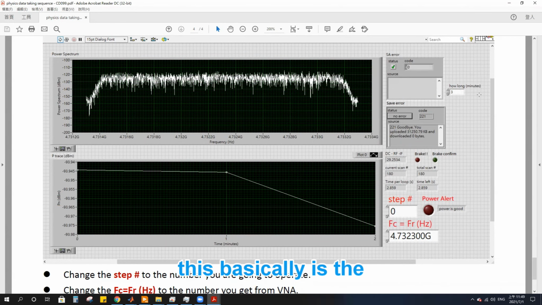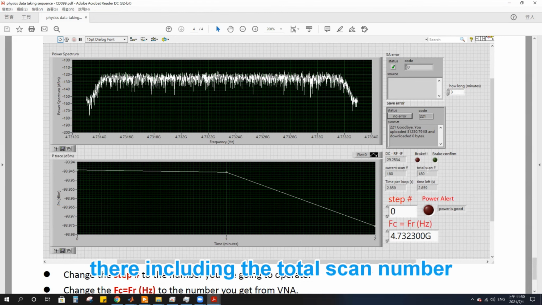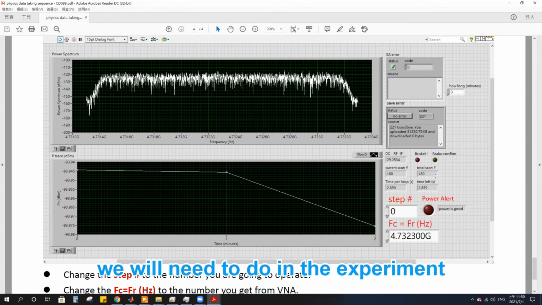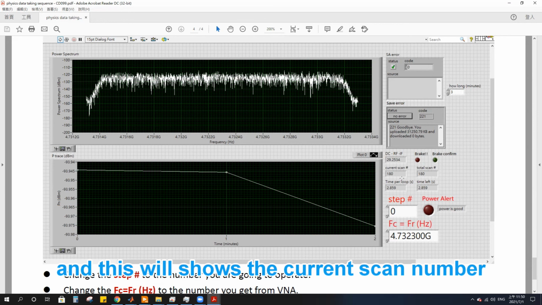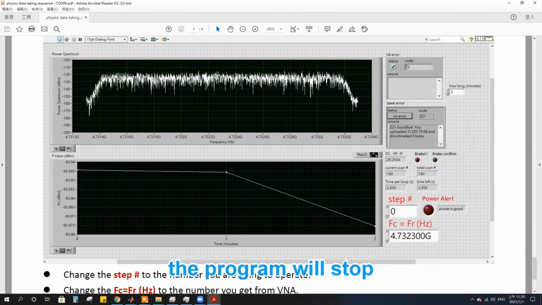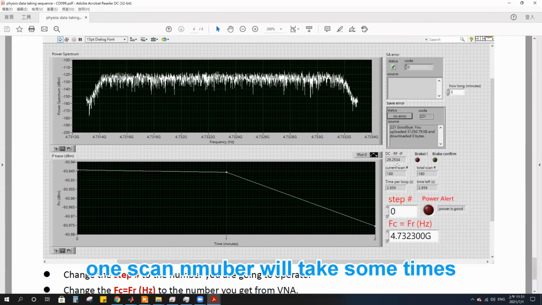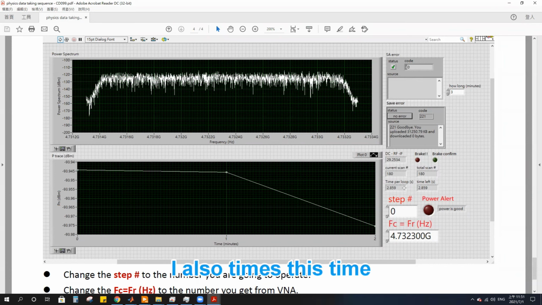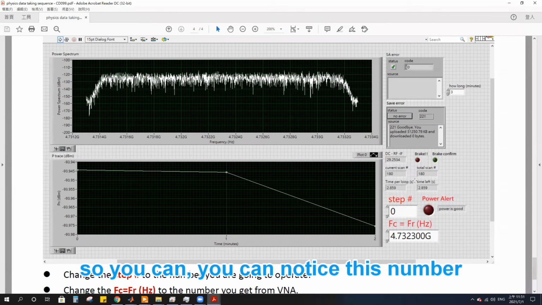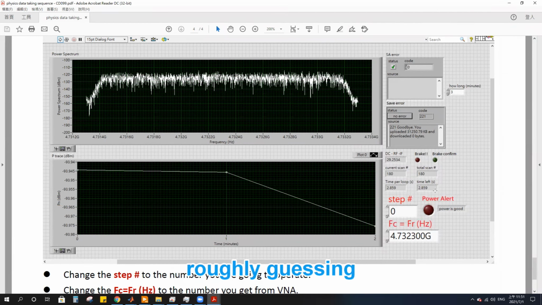And this is basically the real data taking length. As we mentioned, 5 hours, so this should be 300 minutes. The second thing is the total scan number. This scan number means how many 1 second scans we will need to do in the experiment. This will also show the current scan number, which starts from 1 and then increases. When it equals this number, the program will stop by itself. One scan takes some time, and I also multiply by the difference between these two numbers, so you can notice this number and roughly guess when the program will stop.